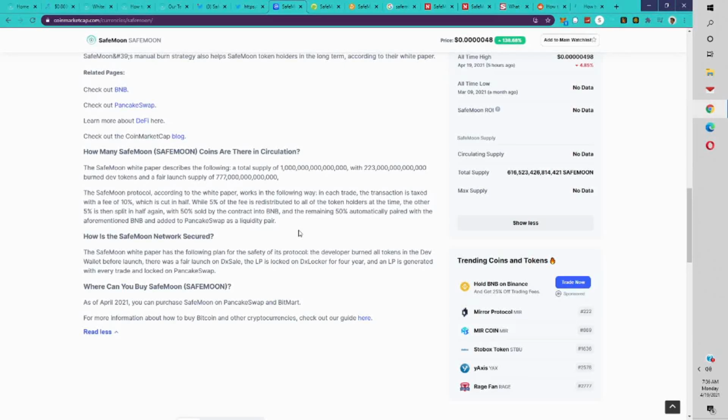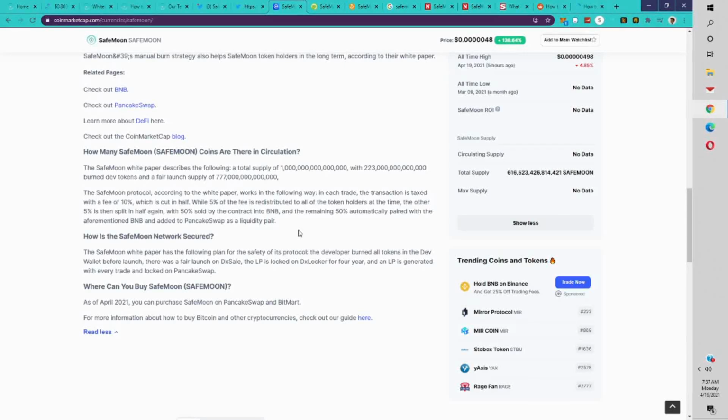So basically, when you sell a Safemoon token, it's a 10% transaction fee. 5% of that fee is redistributed to all the token holders, and then the other 5% is added to the liquidity pool. What that does is incentivize people to hold, because when they hold, they're going to gain more tokens, right? That's going to reduce the supply of tokens. Every time there's a transaction, the supply of tokens should come down.